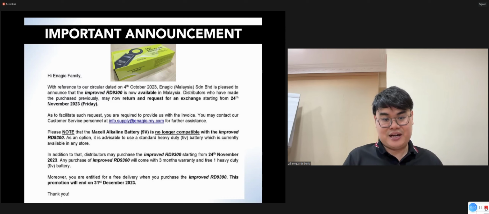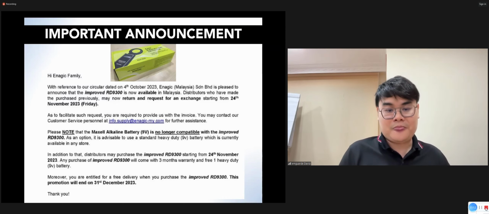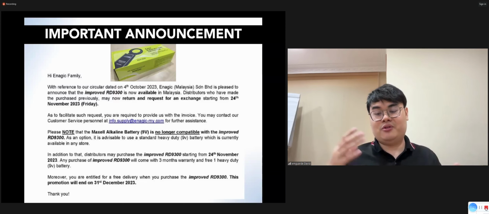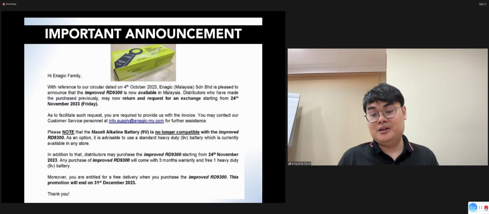All right. And please take very important note that the Maxwell alkaline battery 9 volt is no longer compatible. So you cannot use alkaline battery anymore because this revised version does not require such a powerful battery. So it's advisable to go back to a standard heavy duty 9 volt battery. It is sufficient for the detector to do the demonstration. Just go back to a regular battery like Energizer, GP Green Cell, or Maxwell regular 9V battery. Okay, all good. Now the next slide.